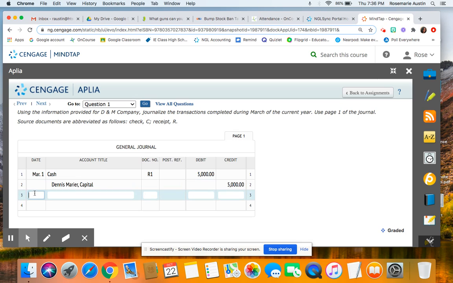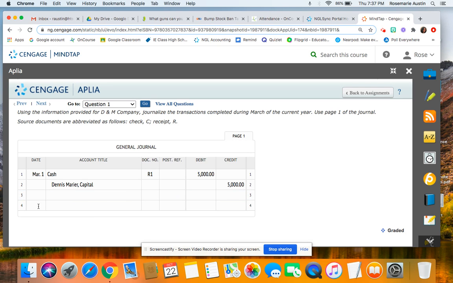So just to review, each transaction is going to fill out two lines. Okay, you're going to have a debit first, the credit is second. On the same line as the debit part, you're going to include the source document under the document number column. Okay. Now, once you have the month in there at the top of the journal, you don't have to continue to put the month underneath for each subsequent transaction.